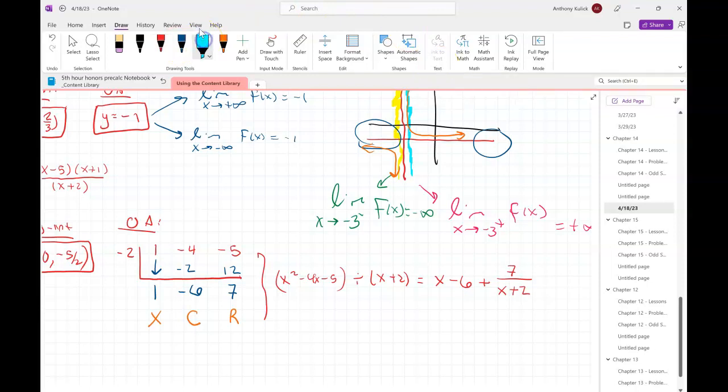Now, what's the only part we care about? Is the quotient. That's the equation for my asymptote in this problem.